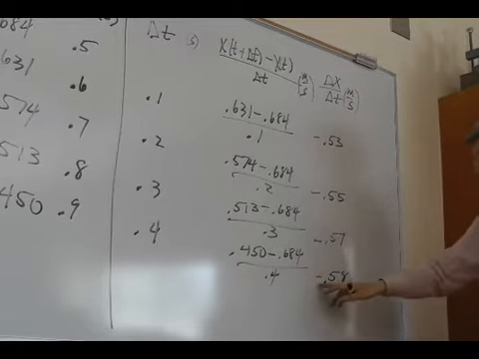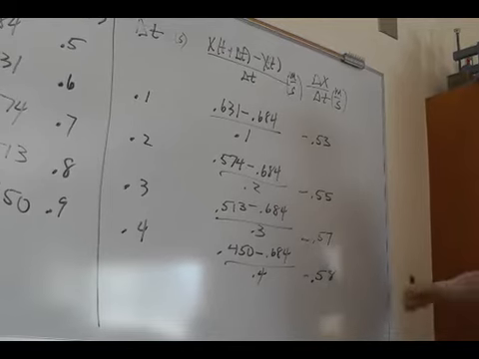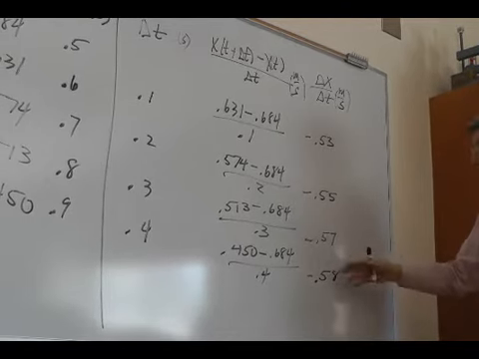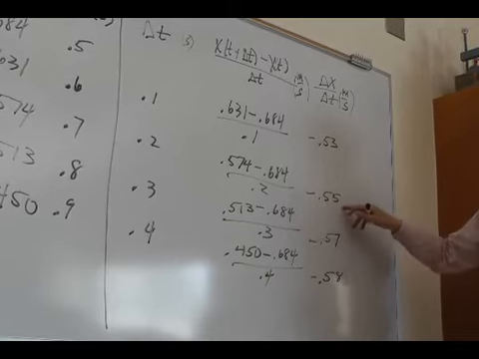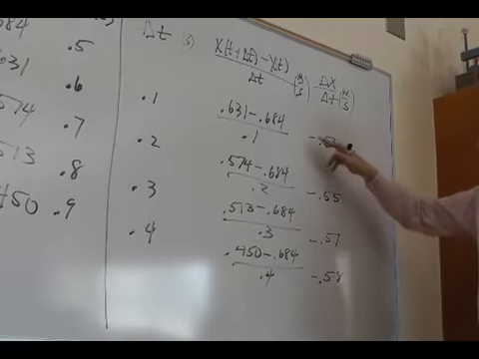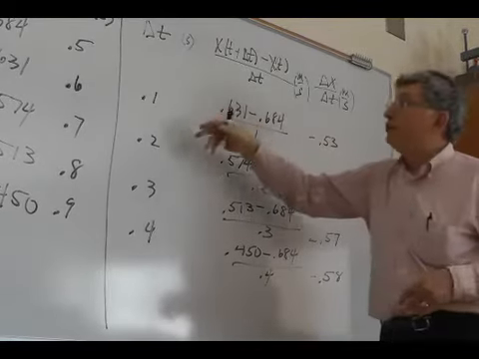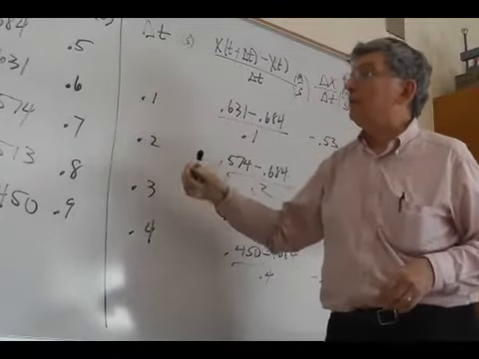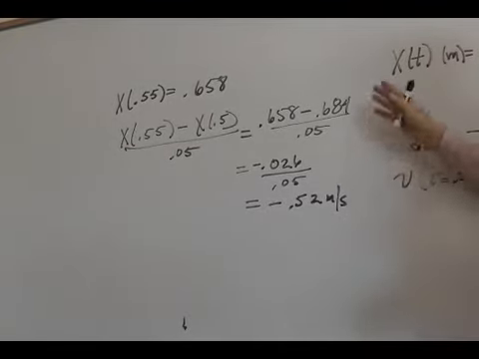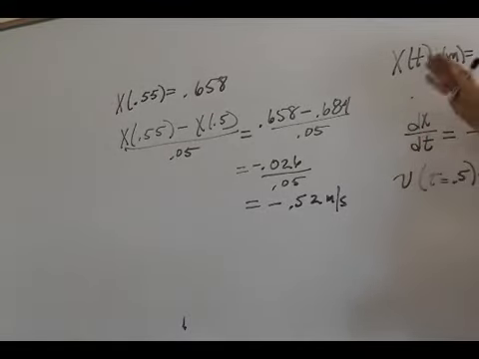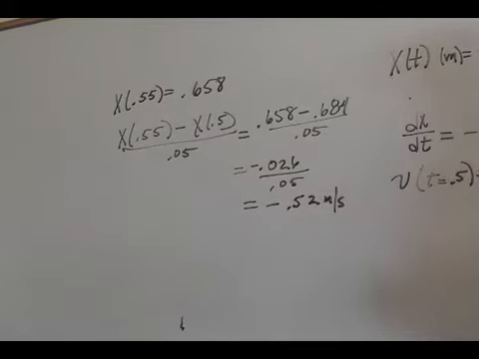When delta t is 0.4, the ratio of the change in x to the change in t, in meters per second, is minus 0.58, minus because it's going to the left. When delta t is 0.3 seconds, it's minus 0.57. Smaller value of delta t, minus 0.55. Smaller value of delta t, minus 0.53. In fact, if we took one more point in between t equals 0.5 and t equals 0.6, we would take the ratio and find that delta x over delta t, as delta t gets as small as we can make it, is minus 0.52 meters per second.